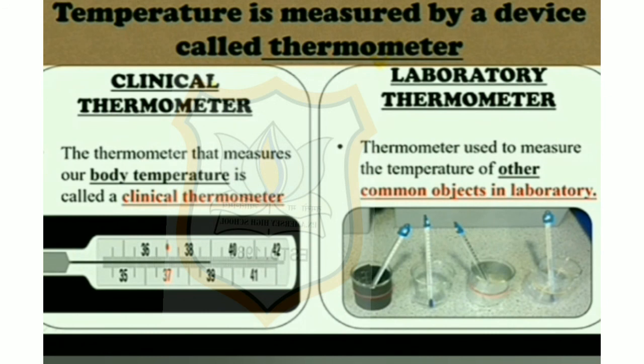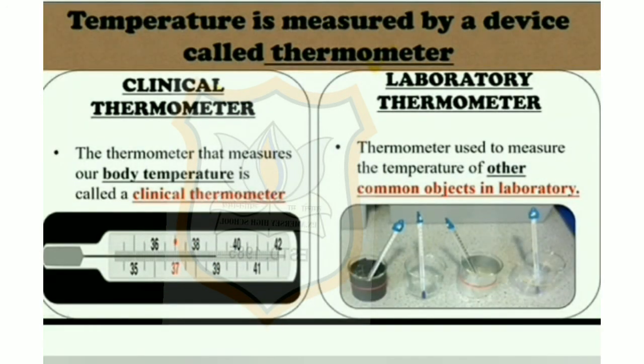There are two types of thermometer: clinical thermometer and laboratory thermometer. The thermometer that measures our body temperature is called a clinical thermometer, and the thermometer used to measure the temperature of other common objects in a laboratory is called a laboratory thermometer.